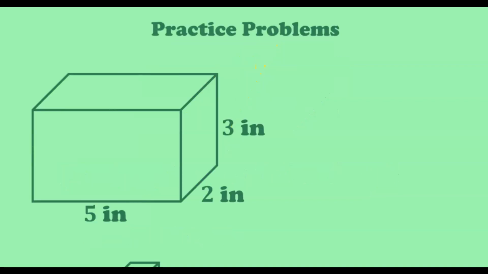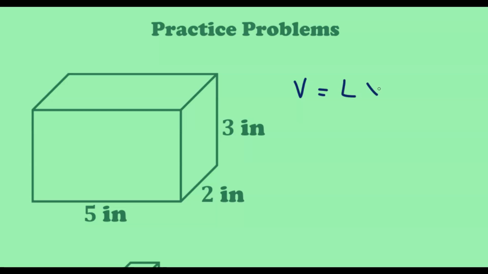Now let us have a look at a few practice problems to see how we can use this formula. Let us find the volume of the given rectangular prisms. Now have a look at this first rectangular prism. We can see that the length is 5 inches. The width of the rectangular prism is 2 inches. And the height of the rectangular prism is 3 inches. So using these values, we can determine the volume of the rectangular prism.